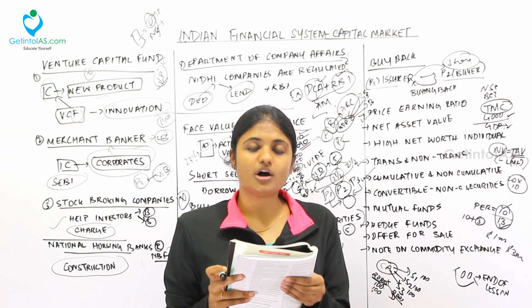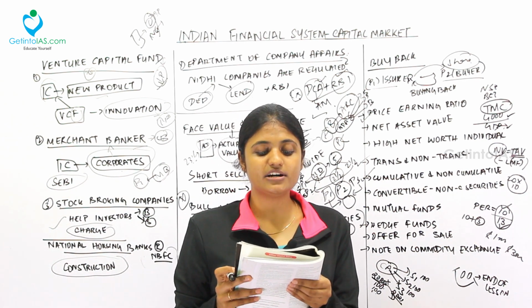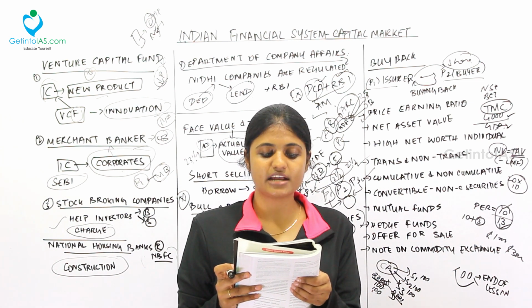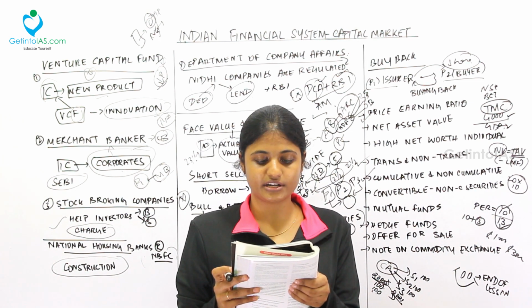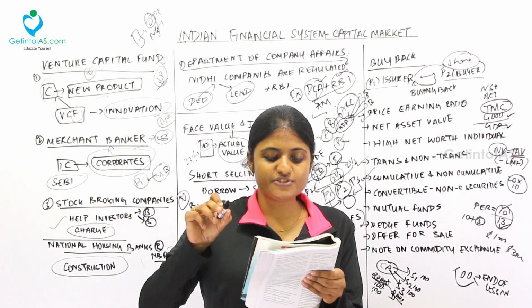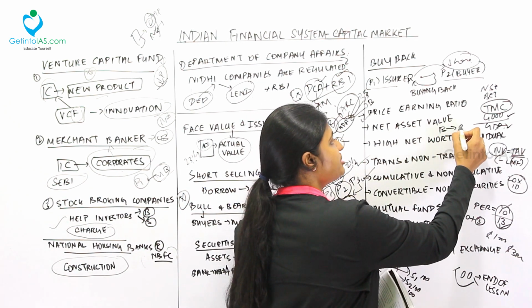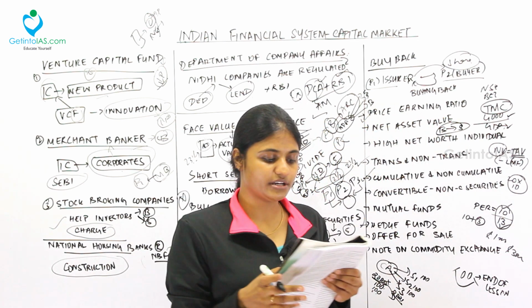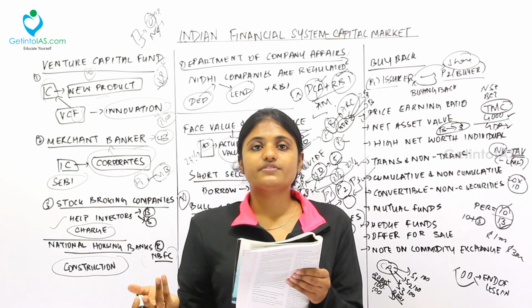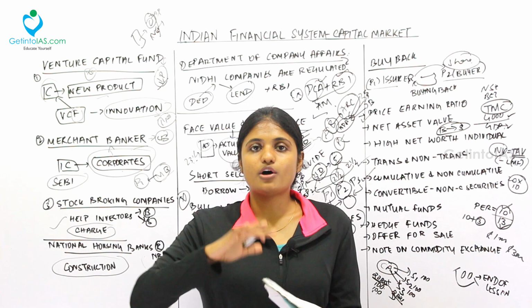Next, convertible and non-convertible securities. See, convertible means one kind of security can be converted into another kind of security. For example, you can change from bond to share. So, a bond can be changed to a share. This is called a convertible security. And in case of non-convertible securities, you can't change it from a bond to a share.